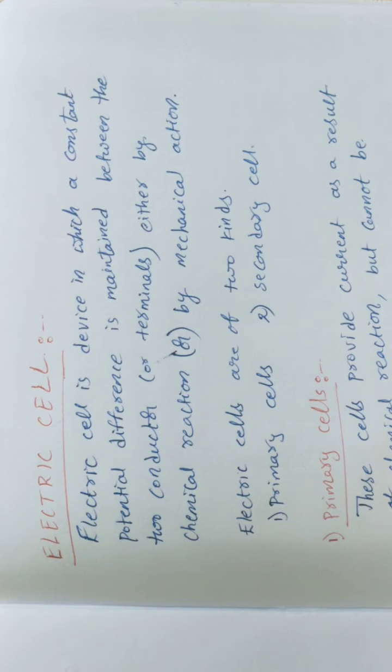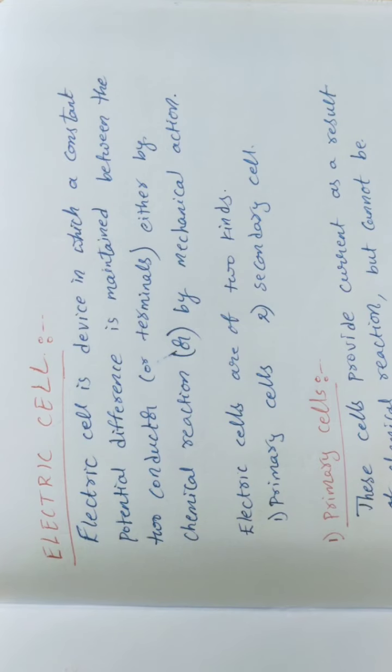In any cell we compulsorily use some chemical solutions. The electric cell concept is that chemical energy is converted into electrical energy. That is the nature involved in electric cells. Electric cells are mainly classified into primary cells and secondary cells. So how do we discuss primary cells?